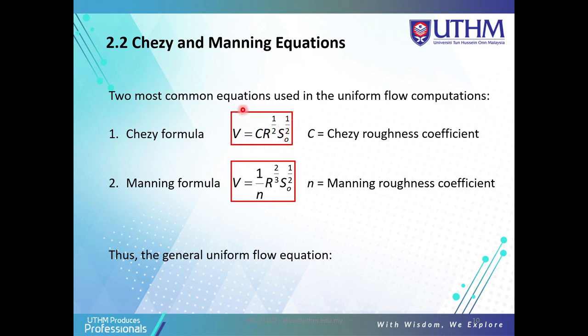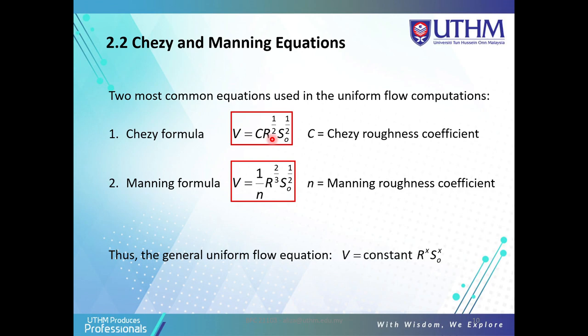So this is the Chezy roughness coefficient, the Chezy formula. And the second is the Manning formula. We get the velocity as 1 over n, where n is the Manning roughness coefficient, times R to the power 2 over 3 and S naught. Just as in the Chezy formula we use the Chezy coefficient, for the Manning formula we use the Manning roughness coefficient. These types of equations are usually given in your test or in your final.